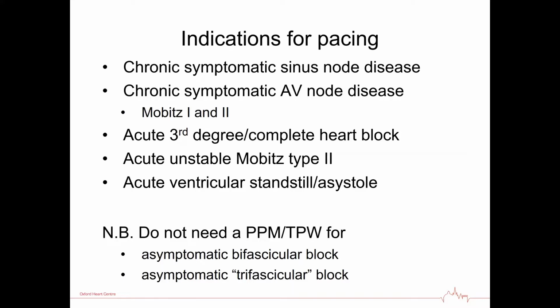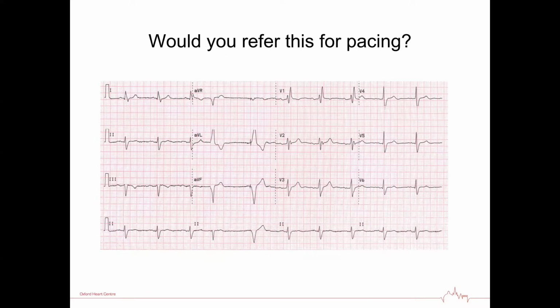You don't need to pace or put a temporary wire in people with bifascicular or trifascicular block, i.e. a prolonged PR interval, a broadened QRS, and an abnormal axis. The chronic symptomatic disease is something you'll be dealing with less, so I won't touch on that too much now. So would you refer this for pacing?